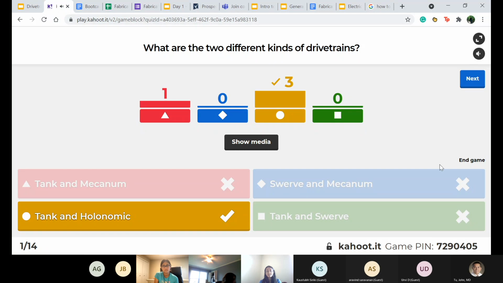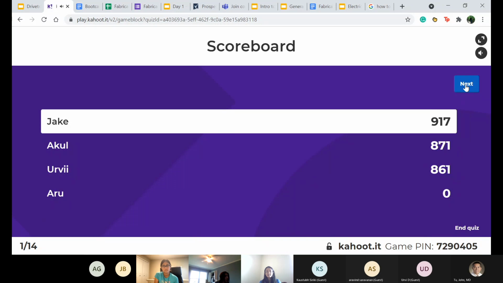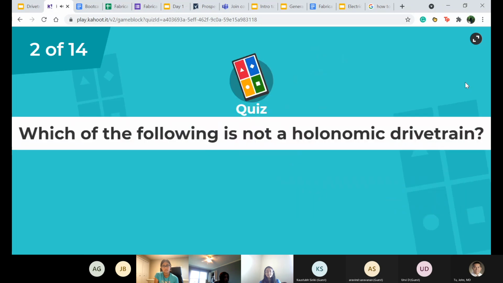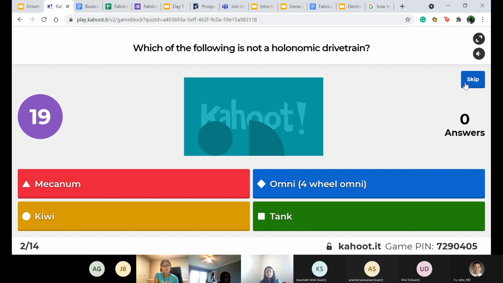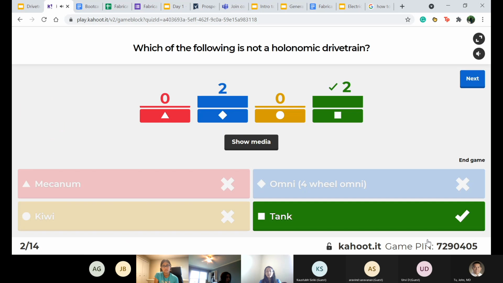Yeah, so for the person who chose tank and mechanism, the two kinds are tank and holonomic. Mecanum and swerve are different kinds of holonomic drivetrains. So whoever picked the Omni, it is a type of holonomic drivetrain, and like Brandon said in the first question, the two main types of drivetrains are tank and holonomic, while Omni is a specific type of holonomic drivetrain.